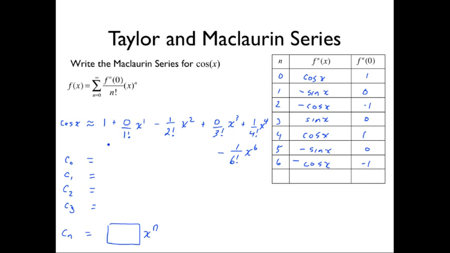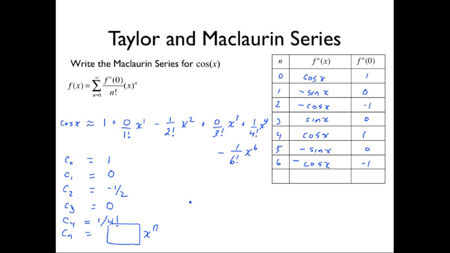Okay? So for instance, what's C3? What are we multiplying by x cubed? That's what they want for C3. So what do we multiply by x cubed? 0. So you're going to put in 0 for this one in WeBWorK. What do you multiply by to get your x squared term? Negative 1/2. What about to get the first power term? 0. The 0th power, 1. And then, one more, what's C4? 1 over 4 factorial.